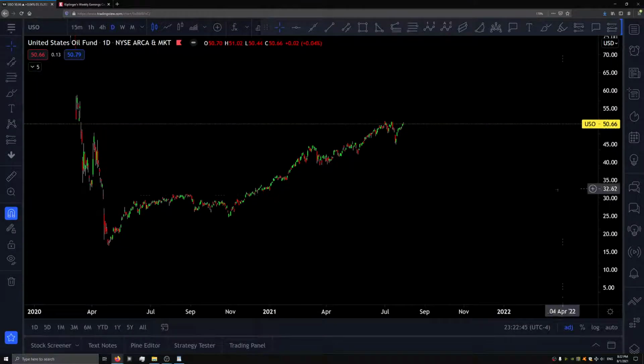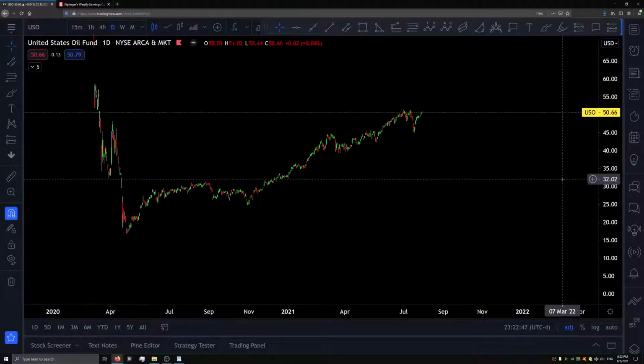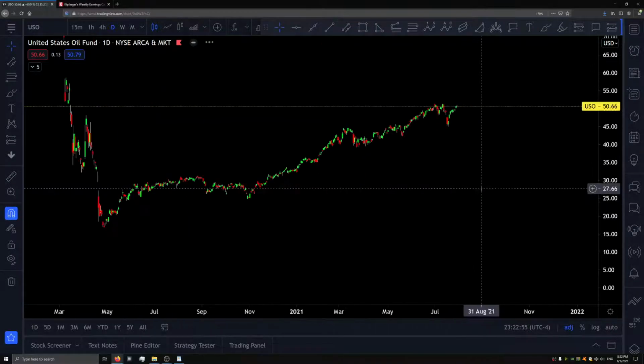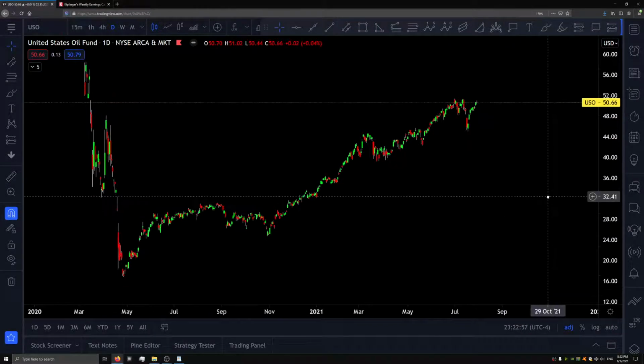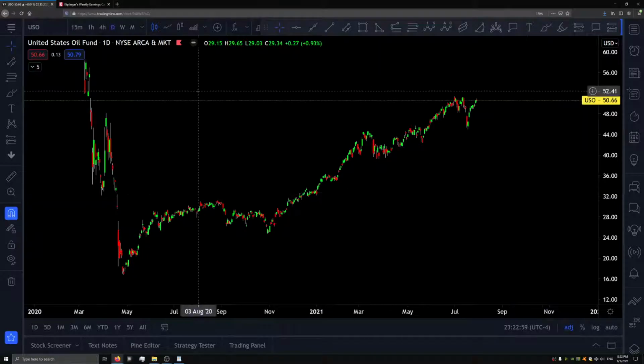All right, so we're looking at U.S. oil right now. If the internet connection is bad, just let me know. I'm not sure what's going on here. It keeps going yellow and red on stream health. So anyways, we're looking at the U.S. oil ETF.